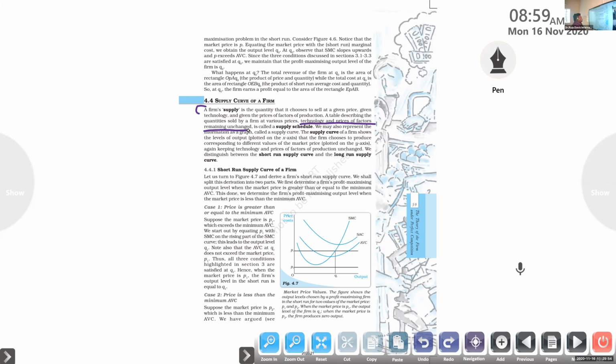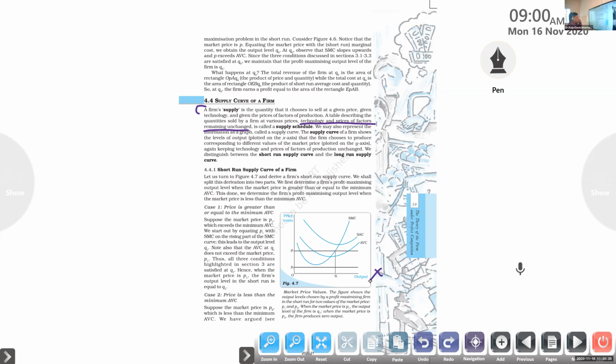Okay. The supply curve of a firm shows the levels of output, that is always plotted on the x-axis. You can see figure number 4.7. What is the specialty here? Output of the firm is on the x-axis. So you can see here Q1, quantity 1. Quantity is going to be the output, right or not? Quantity produced, output. So that should be there on the x-axis, or the horizontal axis.